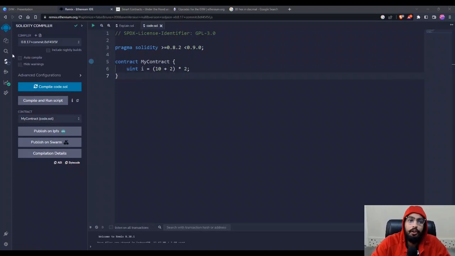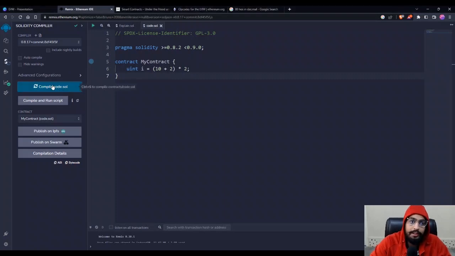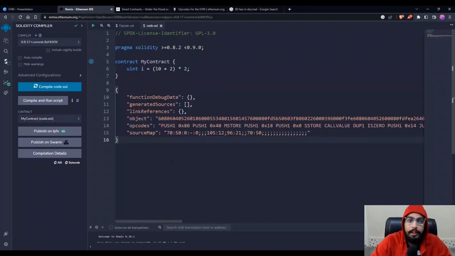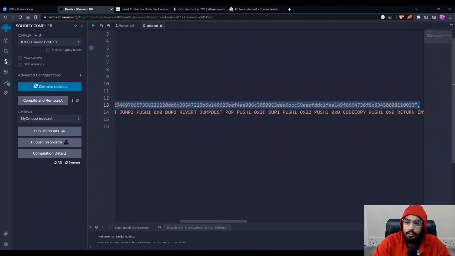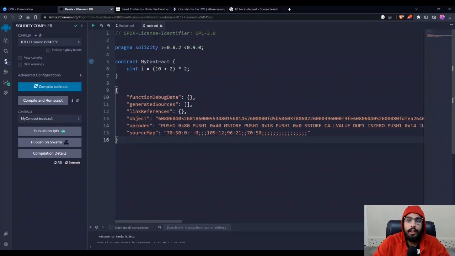So here I have already written the code. Now let's actually compile our smart contract. It will generate the bytecode and the API. Yes, so it is already generated. Now let's copy that bytecode and paste it here and see what is happening. Where is the bytecode? Okay, so you will see all that other stuff, but your bytecode is this one, object one. This is your actual bytecode. Okay, this long one.